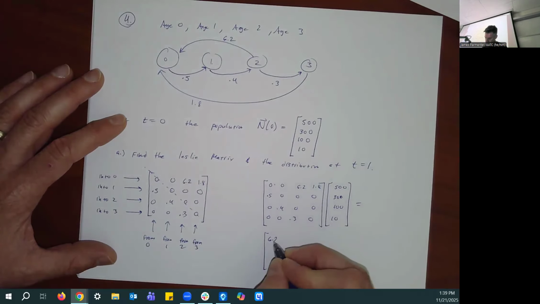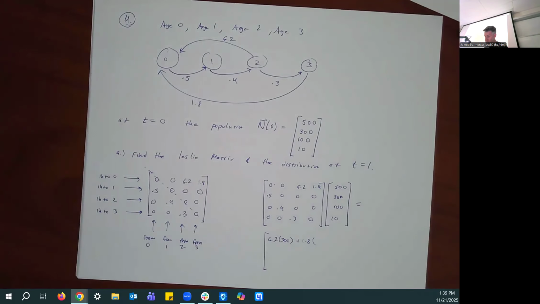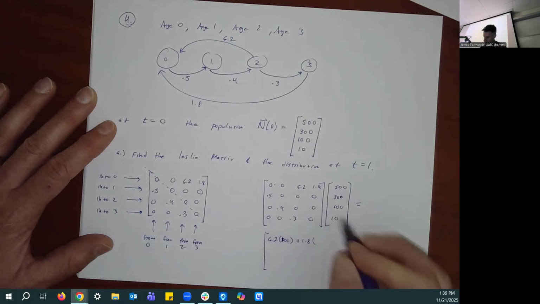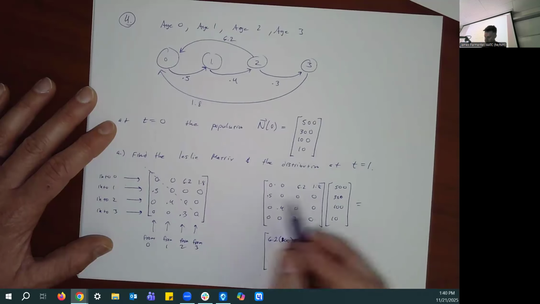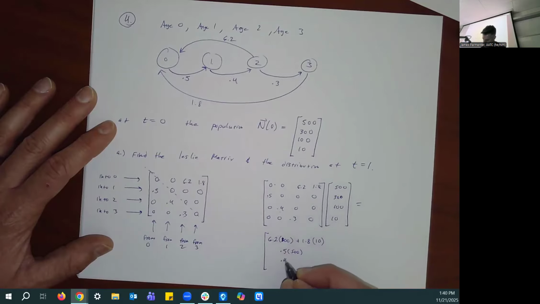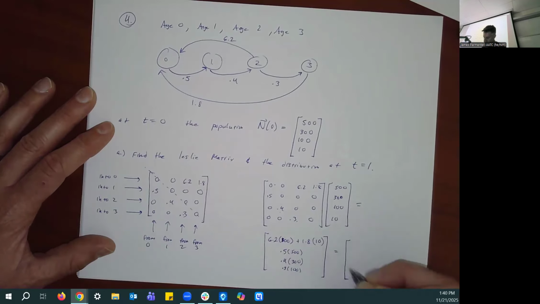then 6.2 times 300 plus 1.8 times, sorry, 6.2 times what? 100, not 300. And then 1.8 times 10. And then the second row is going to be 0.5 times 500. The third row is going to be 0.4 times 300. And the fourth row is going to be 0.3 times 100. I think you could safely leave it there, but if you have time, you should simplify it.